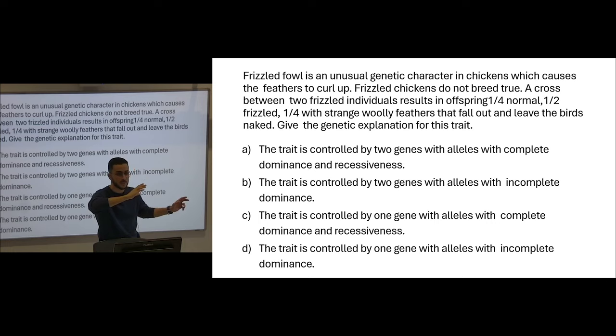Okay, so when you see this, think about incomplete dominance. So a cross between two frizzled individuals results in 1:2:1, where you have normal, frizzled feathers and then strange feathers. Then they're asking you to give the genetic explanation for this trait. I guess I just gave it to you. Incomplete. Right.